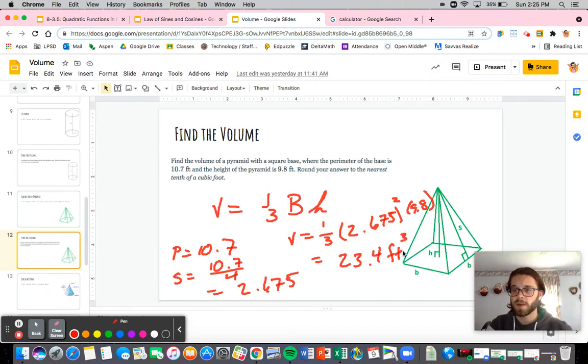So you just need to be careful. You need to make sure that you get the correct thing. So if it gives you the area of the base, then just multiply it times the height and divide it by 3. If it gives you the perimeter of the base, you need to find the lengths of the sides. In this case, it is just divide by 4, and then find the area. And if they give you just a side length, you just find the area and plug it in. All right.